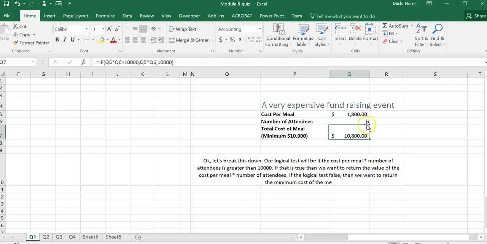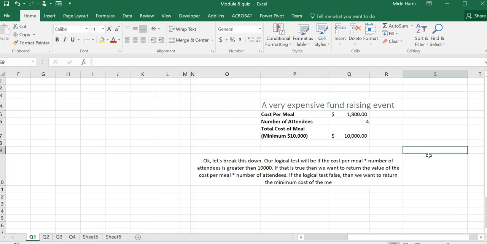So I can see that I have 6 attendees. It's going to be $10,800. What if I only have 2 attendees? Well, they still have to pay a minimum of the $10,000. If I have 4 attendees, because 1,800 times 4 is still less than 10,000, they still have to pay the minimum of this 10,000.